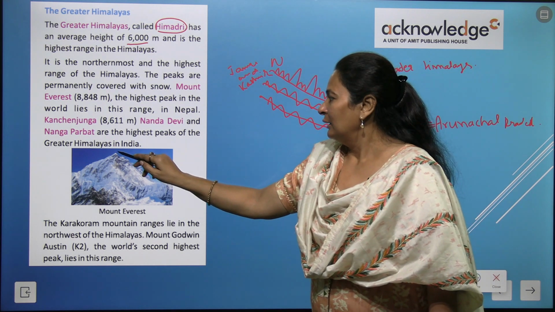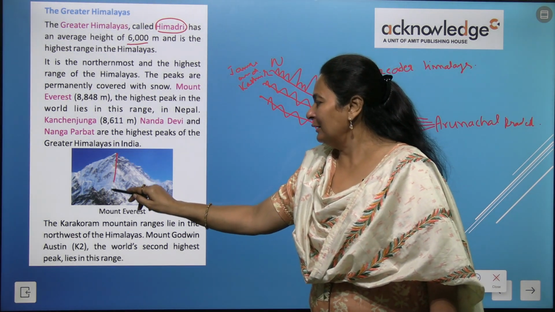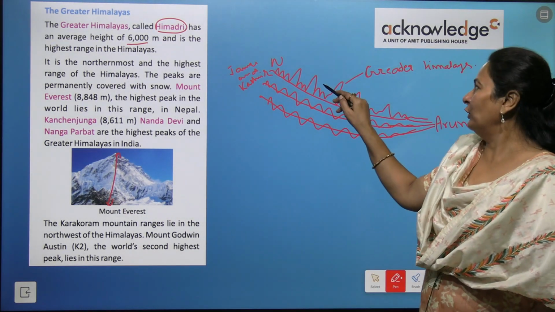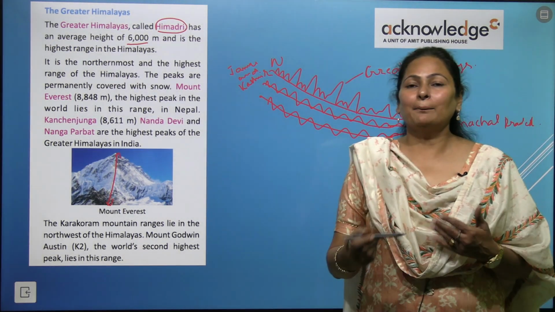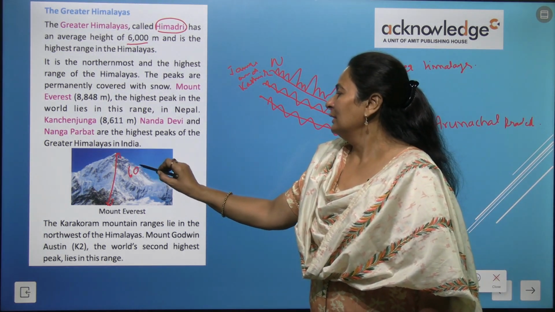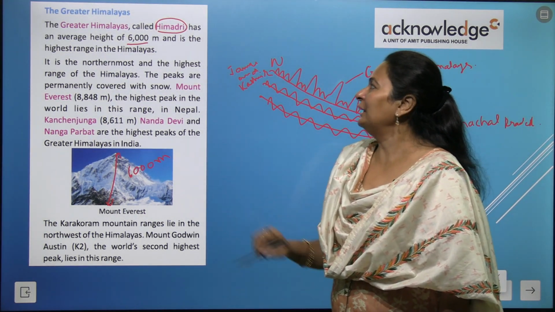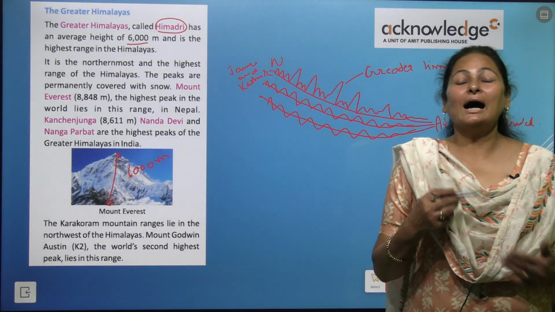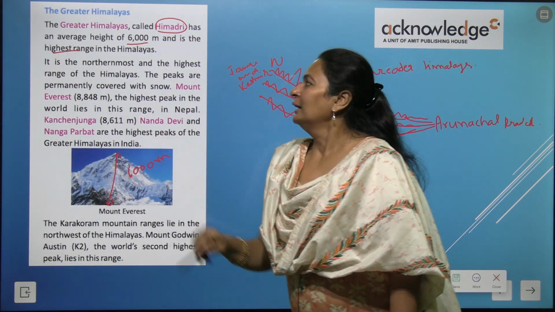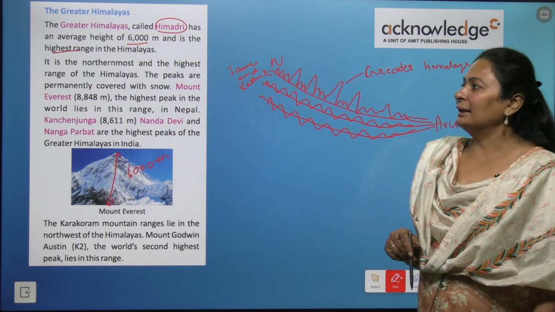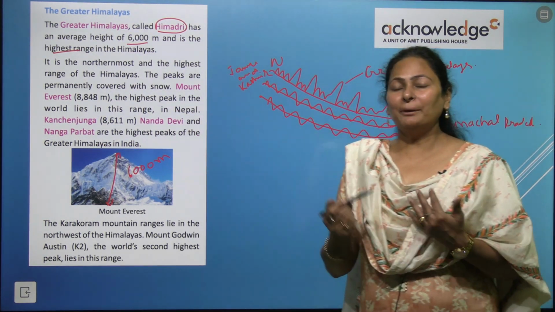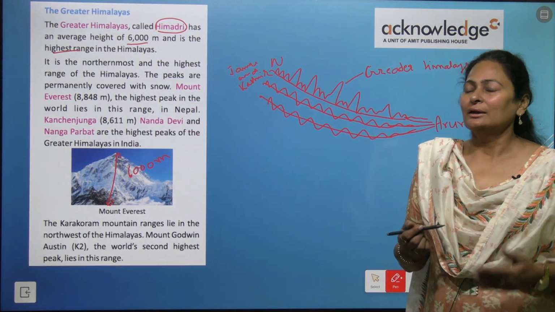Height means the highest point. So the average height of the Greater Himalayas, or the Himadri, is near about 6,000 meters, and it is the highest range in Himalayas, right? It is the northernmost and the highest range of Himalayas. The peaks are permanently covered with snow.